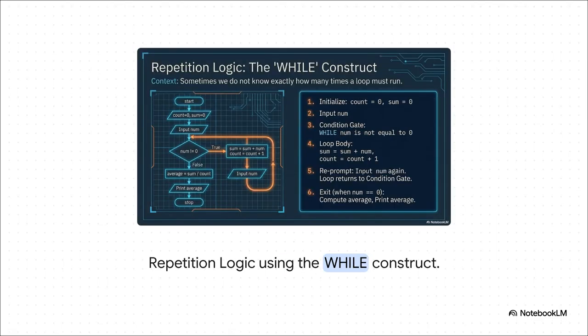Then we have repetition logic, specifically the incredibly powerful while loop. We use this when we have absolutely no idea how many times a loop needs to run. Say you have a condition gate. While a number is not equal to 0, the program enters the loop, crunches some math, and loops right back around. It'll stay trapped in that cycle forever until the user finally inputs 0. That triggers the false branch, letting the program exit and print out the average.